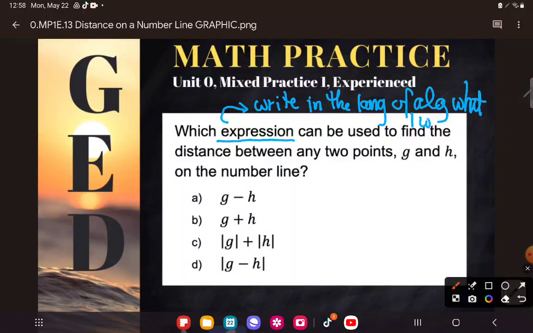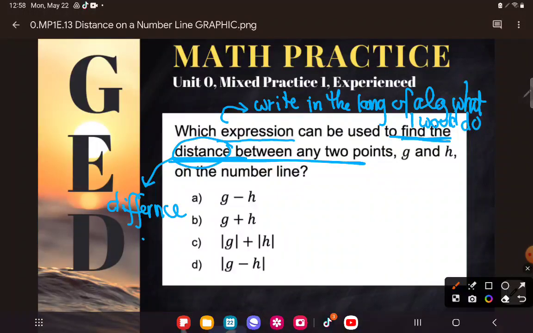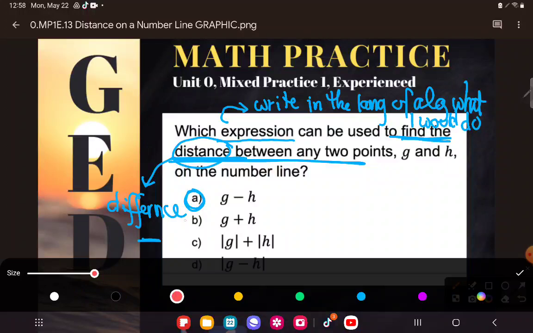So what math are they asking me to do? They're asking me for the expression that could be used to find the distance between any 2 points, G and H. Now, very first class, we learned that distance is synonymous with difference. And so it has to do with subtraction. And so a lot of students, let me tell you, a lot, go straight for A. They're like, great news. There it is, G minus H. That, my dear, is a difference problem. They're super proud of themselves and they're wrong. Okay, so let's just mark that with red there.